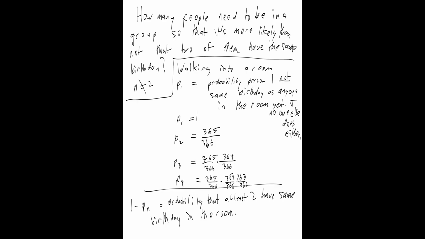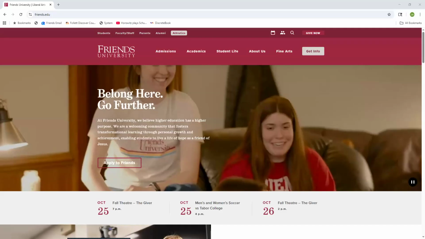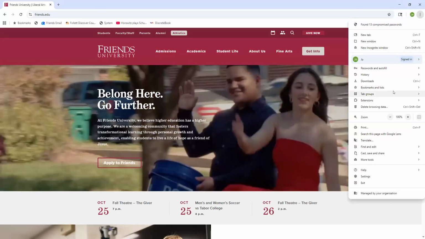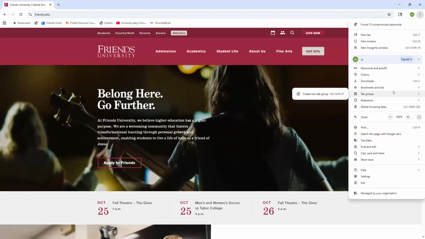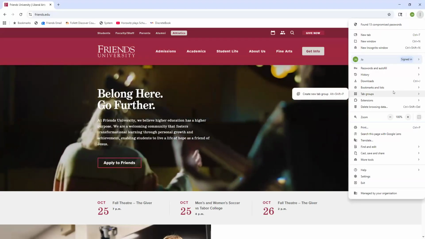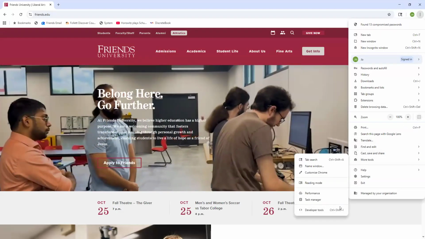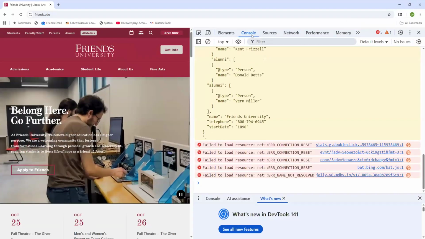So, there we go. And click on that button. Sorry, my iPad's covering it up. Go to more tools, developer tools, console.